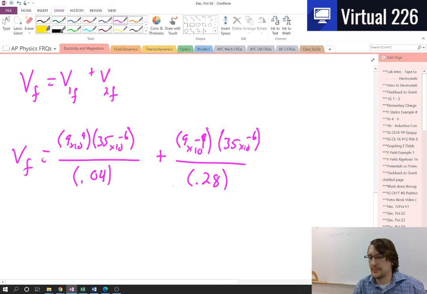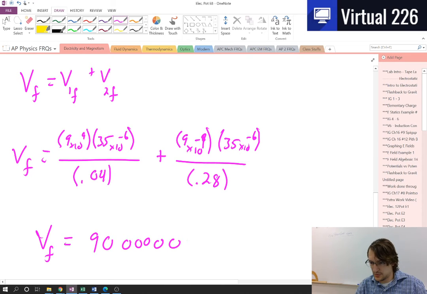So this is a little bit of math to work through, but when you do it, you find out this final voltage here is going to equal 9,000,000 volts. It's a huge number. Okay. If you got something different, check your math. I may have done a little bit of rounding there.